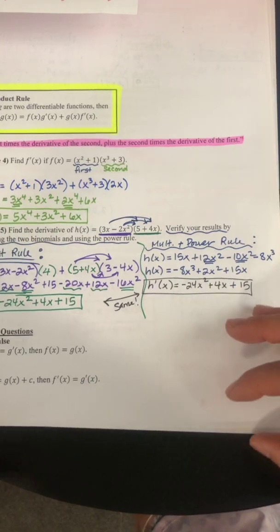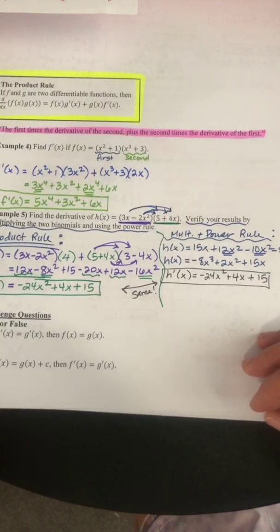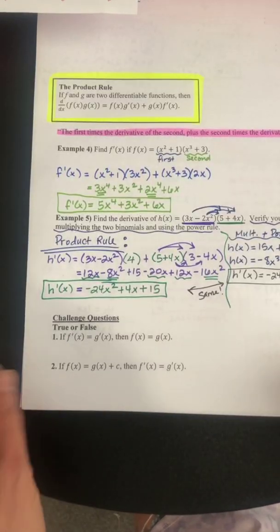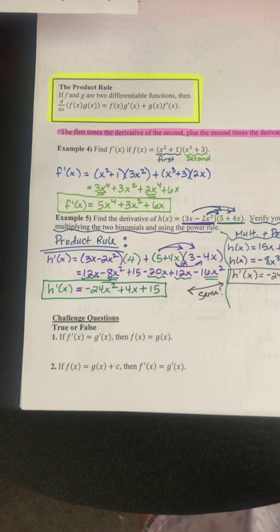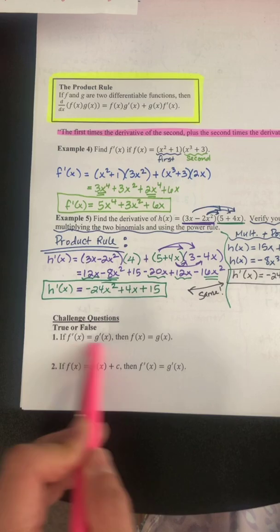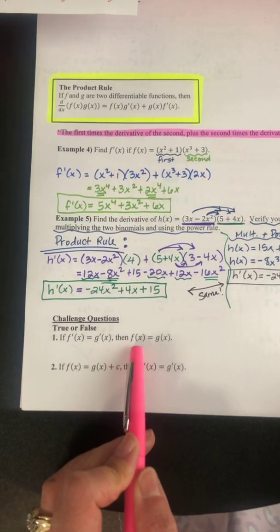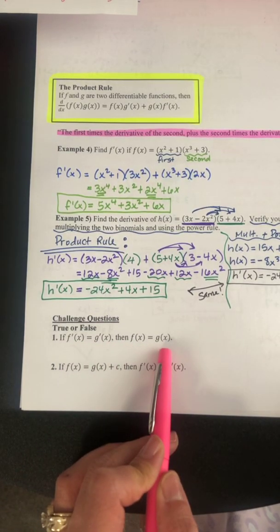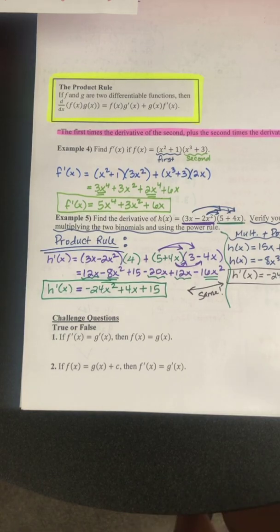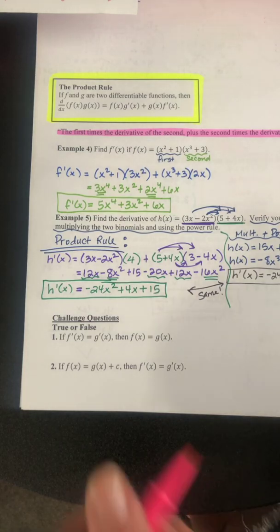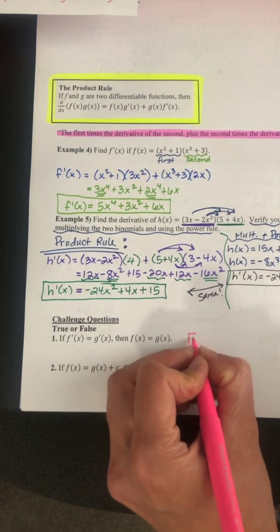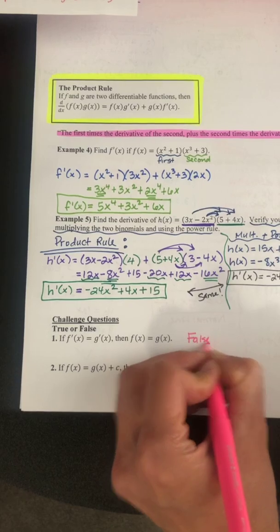Okay. Challenge questions, true or false? Okay. If f prime of x equals g prime of x, so if the derivative of f equals the derivative of g, then f of x equals g of x. Well, is that true? If their derivatives are equal, does that mean that the functions were equal? Well, the answer is false.